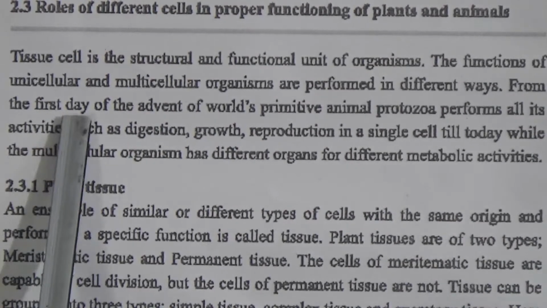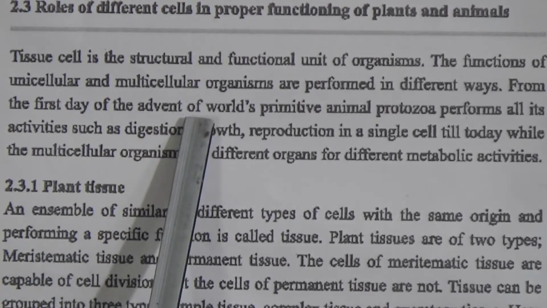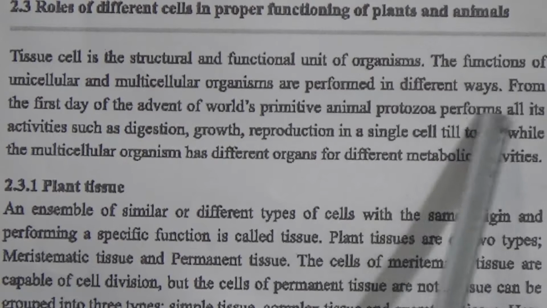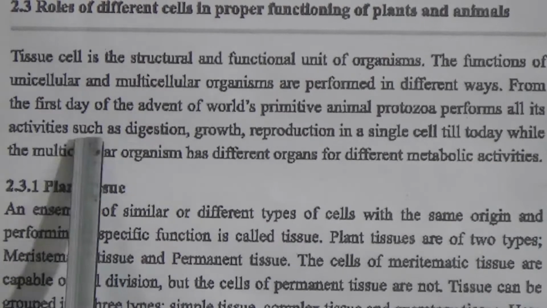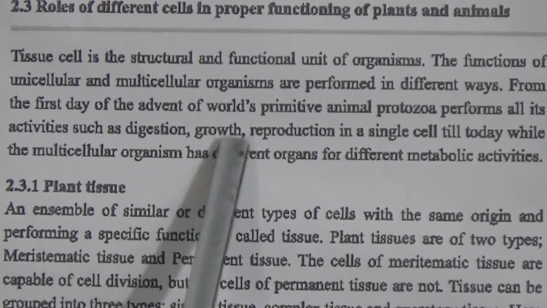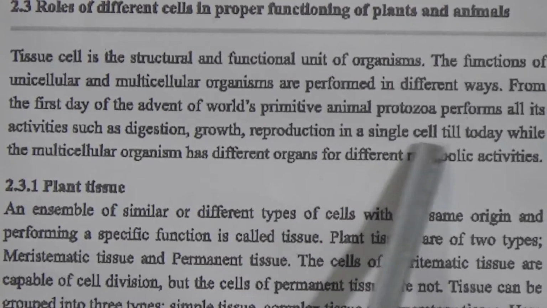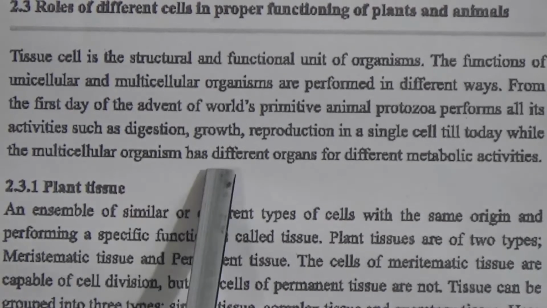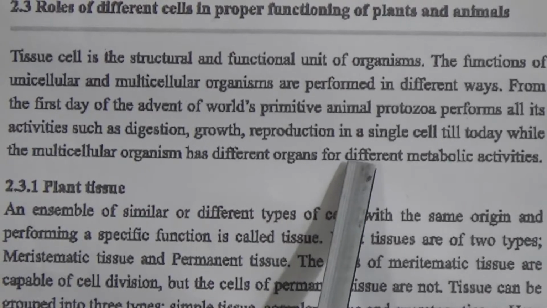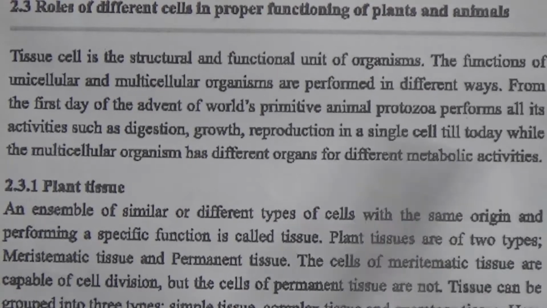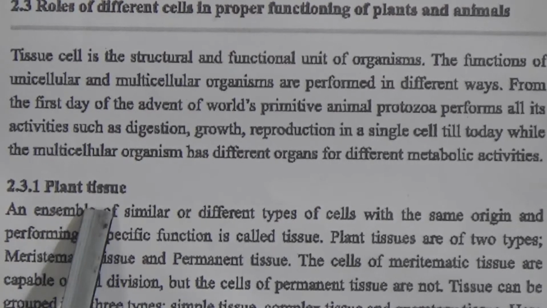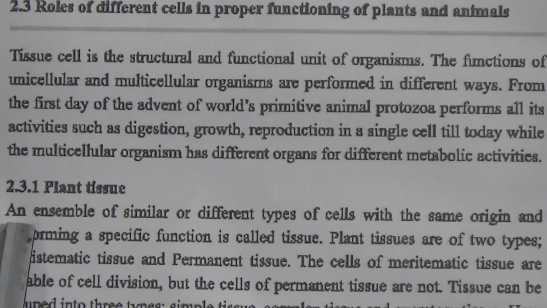From the first day of the advent of the world, the primitive animal protozoa performs all its activities such as digestion, growth, reproduction in a simple cell till today, while the multicellular organism has different organs for different metabolic activities. Now come to the first lesson of this. This is plant tissue. Today we will discuss only the plant tissue.